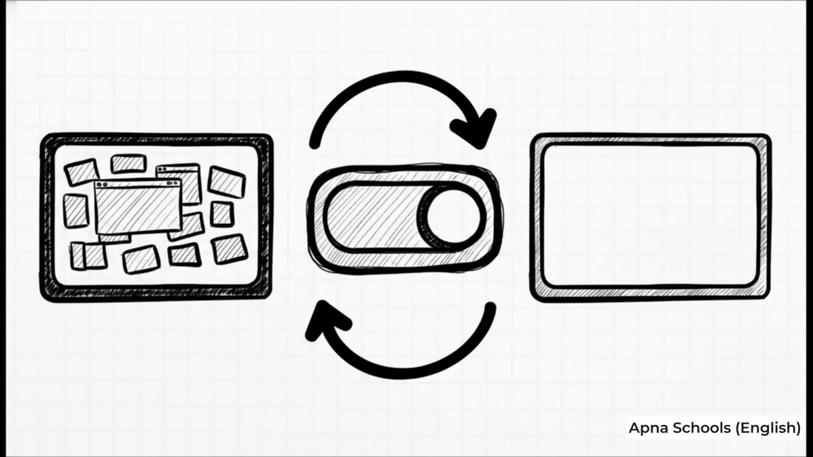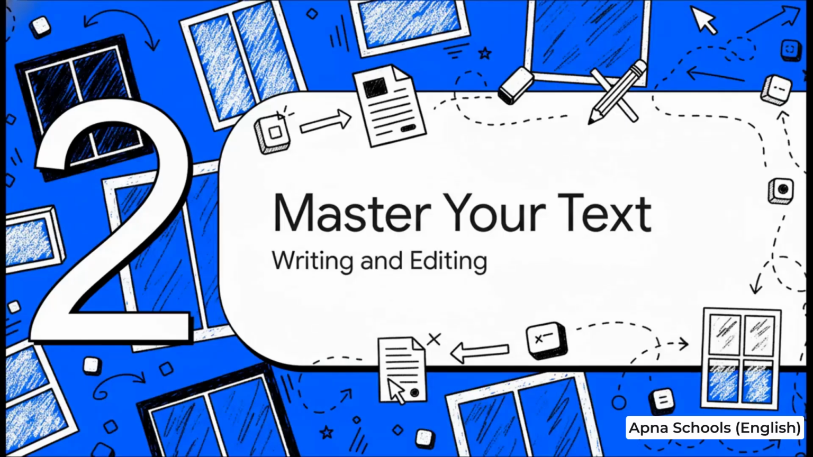What's so cool about this one is that it's like a light switch for your windows. Hit it once, and poof, they all disappear to the taskbar, giving you that clean desktop. And when you're ready to dive back in, just hit Win+D again, and everything pops right back up exactly how you left it. All right, so we're zipping around our windows like pros.